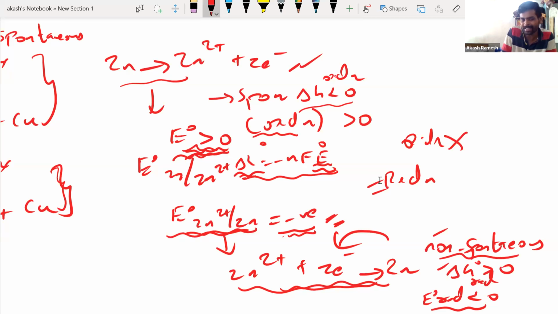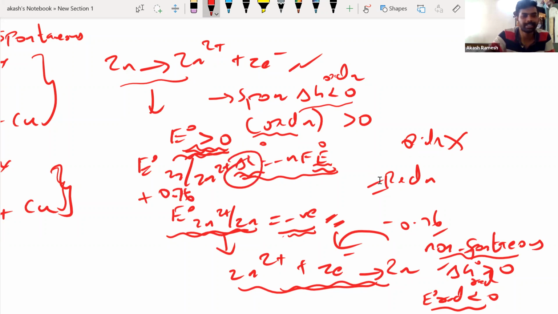Now please understand, oxidation potential and reduction potential will have the same magnitude. You saw that the reduction potential is minus 0.76, so the oxidation potential will be plus 0.76. That's the only thing. Now, how we interpret whether it is oxidation or reduction is based on this delta G.